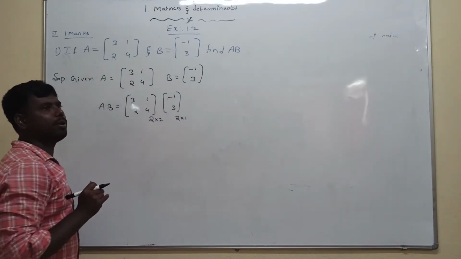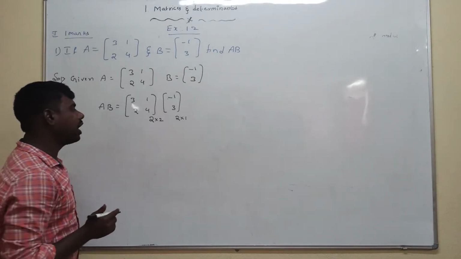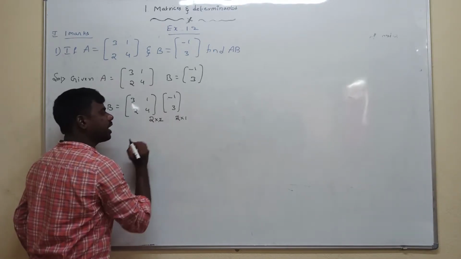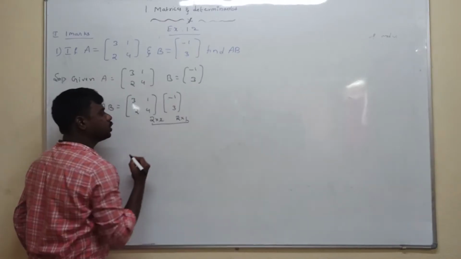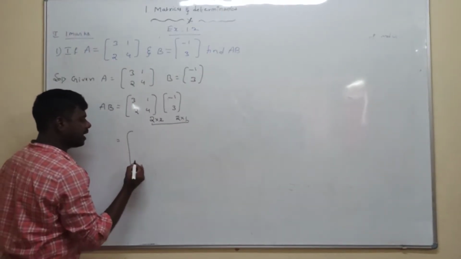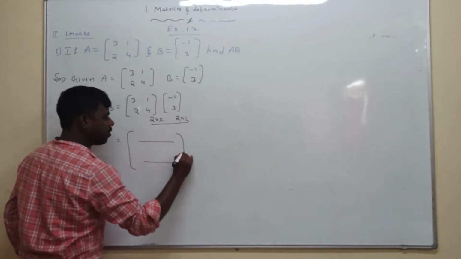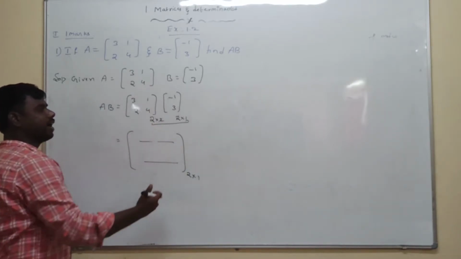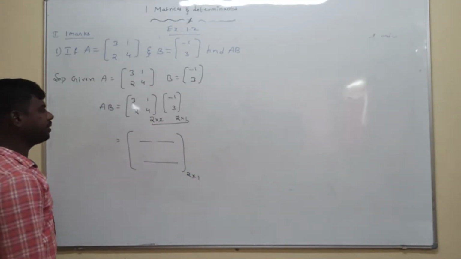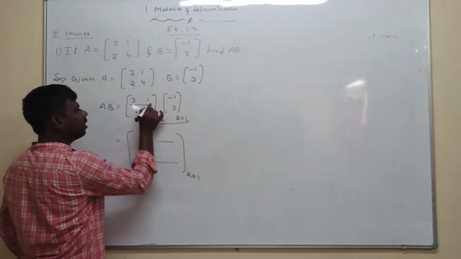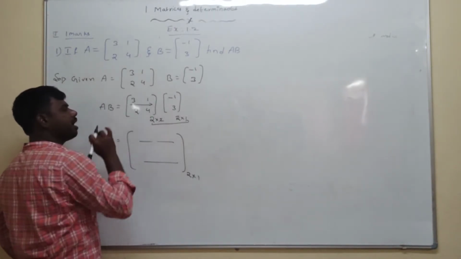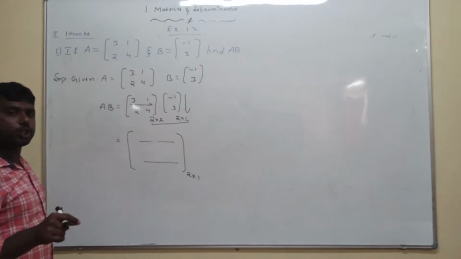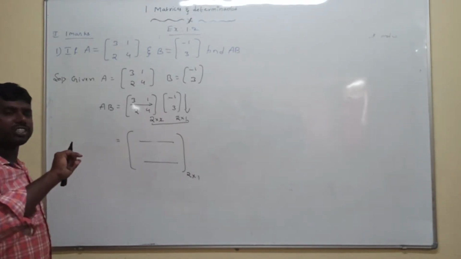Now, how to check whether the product will exist? The number of columns in the A matrix, 2, is equal to the number of rows in the second matrix. Both are equal. We get the resulting matrix as 2 by 1, meaning 2 rows and 1 column. That's why I am taking 2 rows and 1 column. Now how to multiply those? First row of the A matrix is multiplied with the first column of the second matrix.